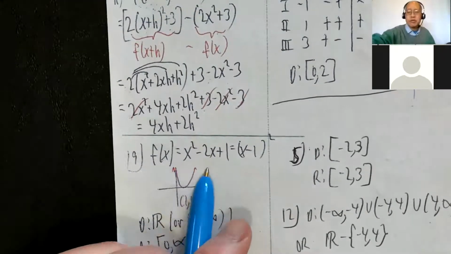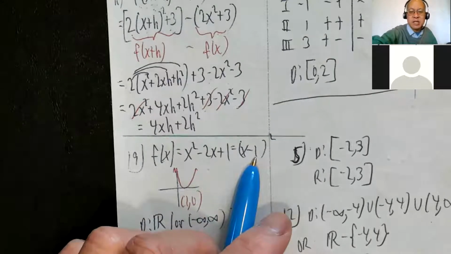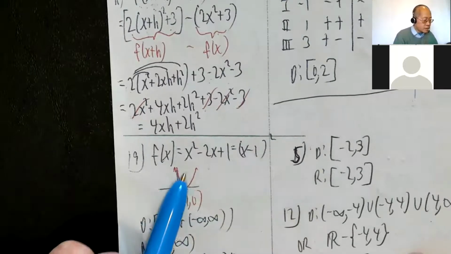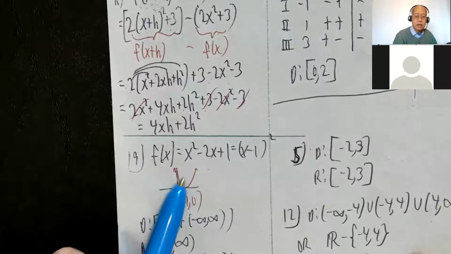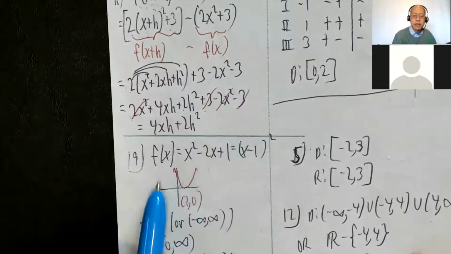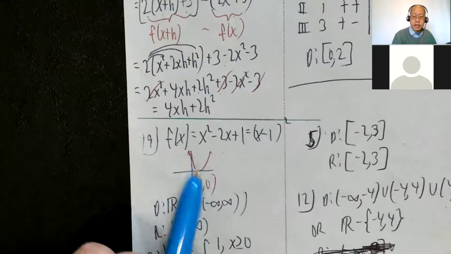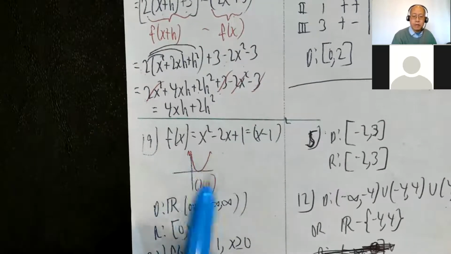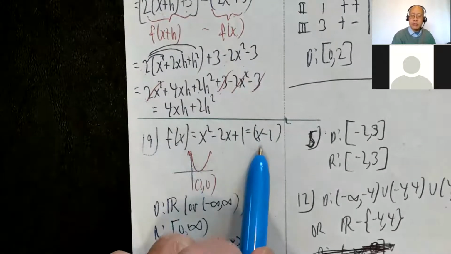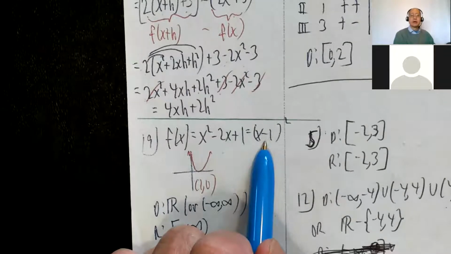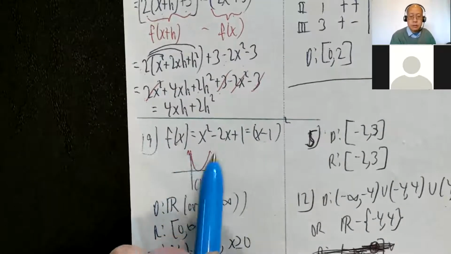X squared minus 2x plus 1 turns out to be x minus 1 squared. Well, I know what x squared looks like. X minus 1 squared just shifts the graph 1 over to the right. So it looks like this. Graph opening up. The vertex is at (1, 0). By the way, what do you get when you plug in 1? It's 0, right? So it looks like this.